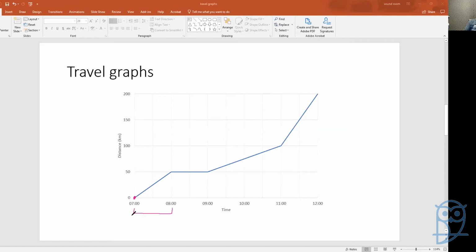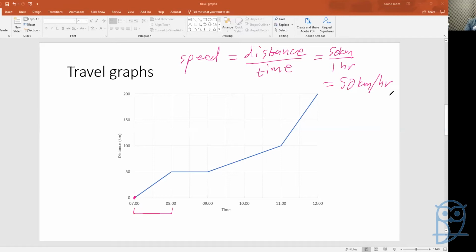What was their average speed? So we are asked to calculate speed. And we can use our triangle to remember that speed is distance over time. So my distance was 50 kilometers. My time was 1 hour. So therefore my speed is 50 kilometers per hour.